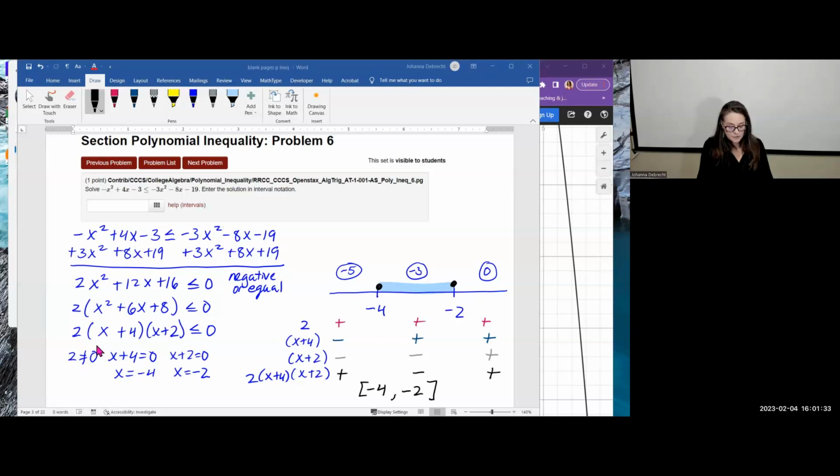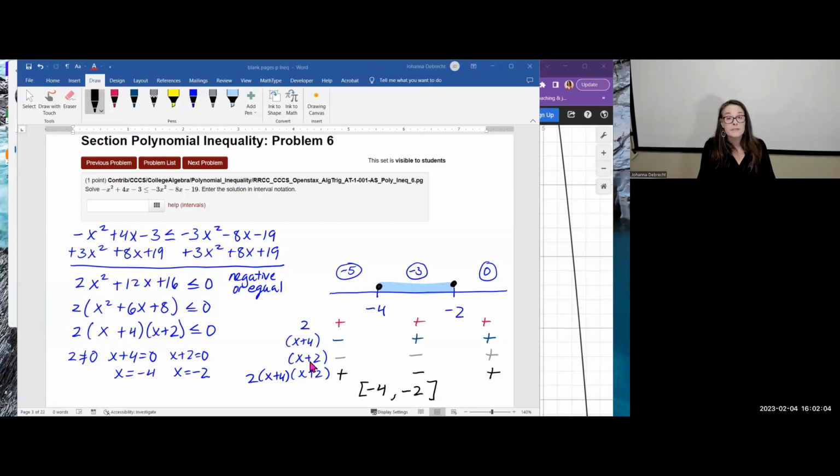Now, 2 is never 0, it's always 2. And we'll see over here in the line that it's always positive 2. X plus 4 gives us the solution -4, and x plus 2, the factor, gives us the solution -2. When you mark off -4 and -2 on your number line, be sure you mark them off in number line order. -4 is to the left of -2. This will help to ensure that your interval follows the correct order.